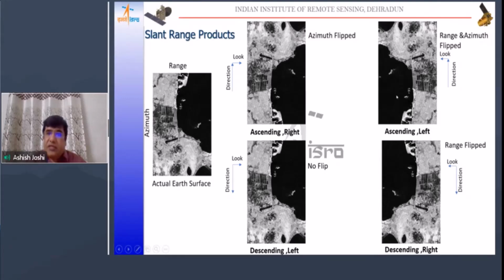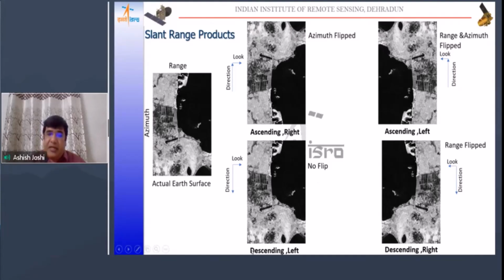Another case is ascending left, where the SAR is moving north to south and the look is to the left, so it is looking from this direction. How will the data look? This part is written first, so this data will come first. So these are some geometrical changes in the images.